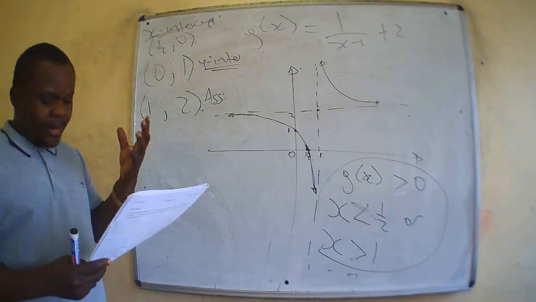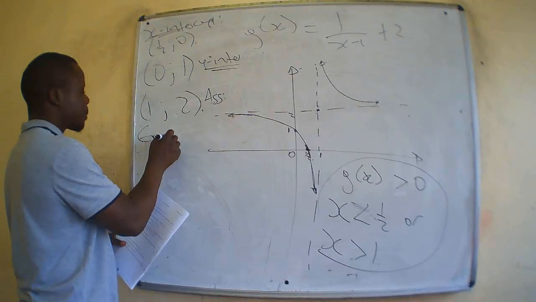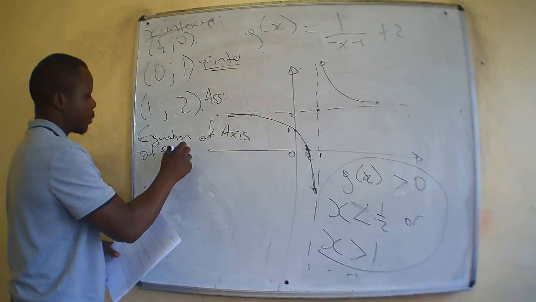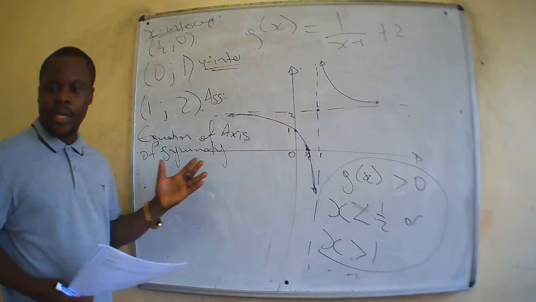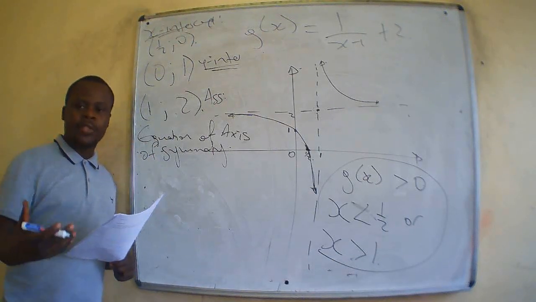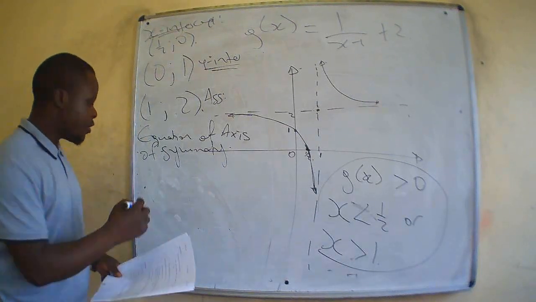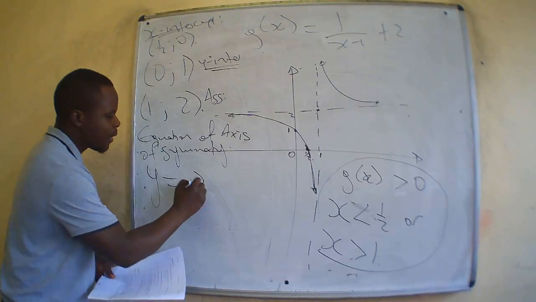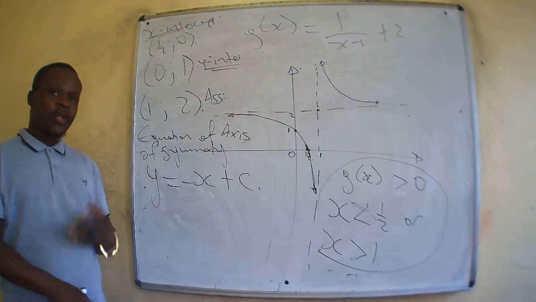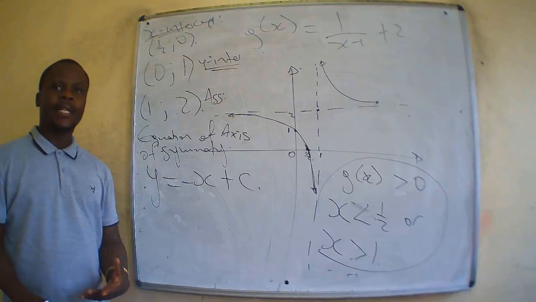The next question is to determine the equation of the axis of symmetry with a negative gradient. If you are asked to determine the axis of symmetry with a negative gradient, the first thing you should know is that you are supposed to use this standard: y is equal to minus x plus c. So in this case, we simply need to find the value of c. How do we get the value of c?